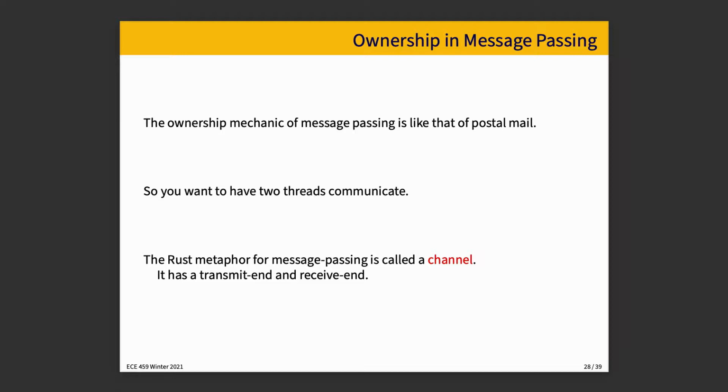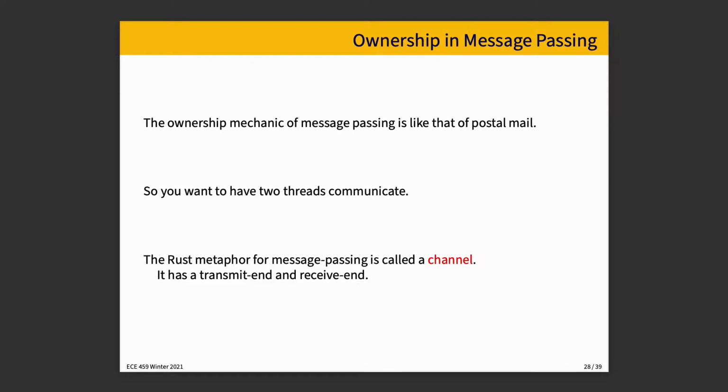Now, the ownership mechanic of message passing is similar to that of postal mail, in that when you write a physical letter and you mail it to somebody, you relinquish your ownership of that letter when it goes in the mailbox, and when it is delivered, the recipient takes ownership of that letter and then can do with it as they wish. And we see similar behavior in Rust. One thread will create a message. It is the owner of that message while it's in its possession. It gives it over to a delivery service. Our delivery service here is the channel, and when the receiver collects it from that service, the receiver becomes the owner and can do with it as they see fit.